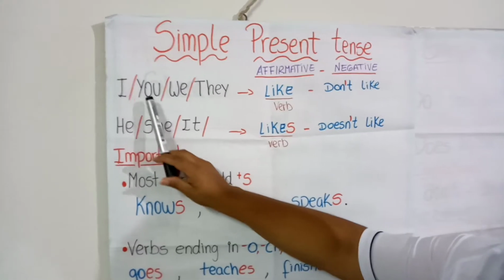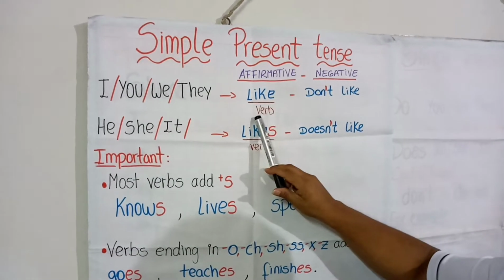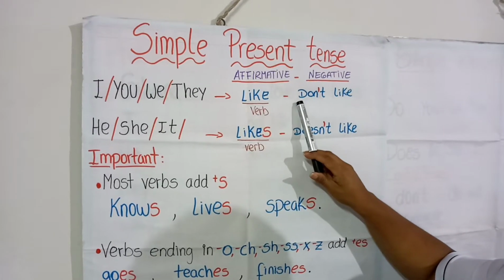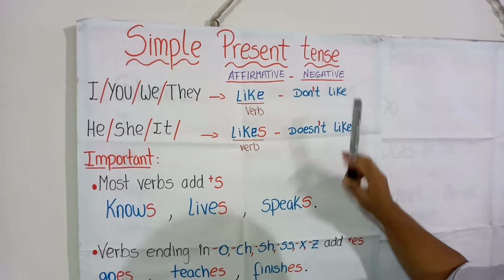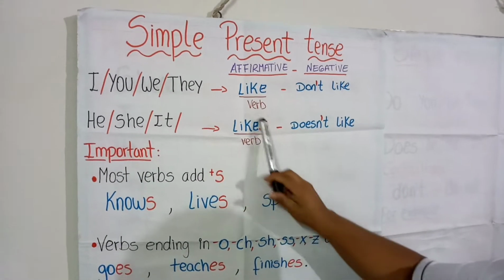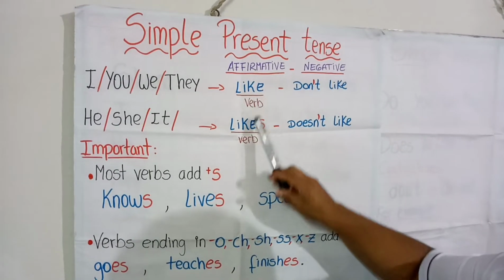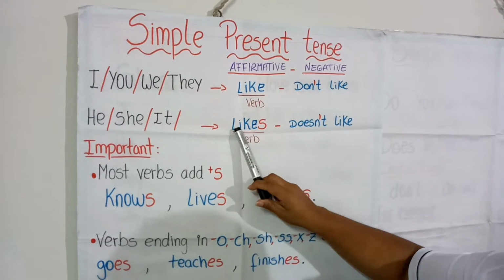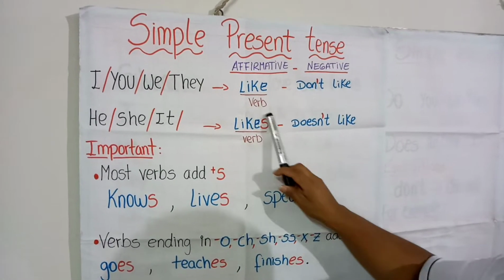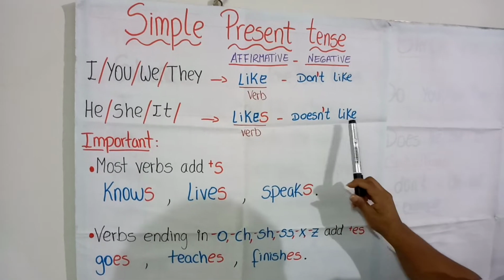When we talk about I, you, we, and they, we are going to use a verb in the simple form, in the base form. In negative, we are going to use don't and the verb. Then we have he, she, and it, and the verb is going to be modified. In this case, we are using like, but when we talk about he, she, and it, this like is going to change with an S. And in the negative, we are going to use doesn't like.